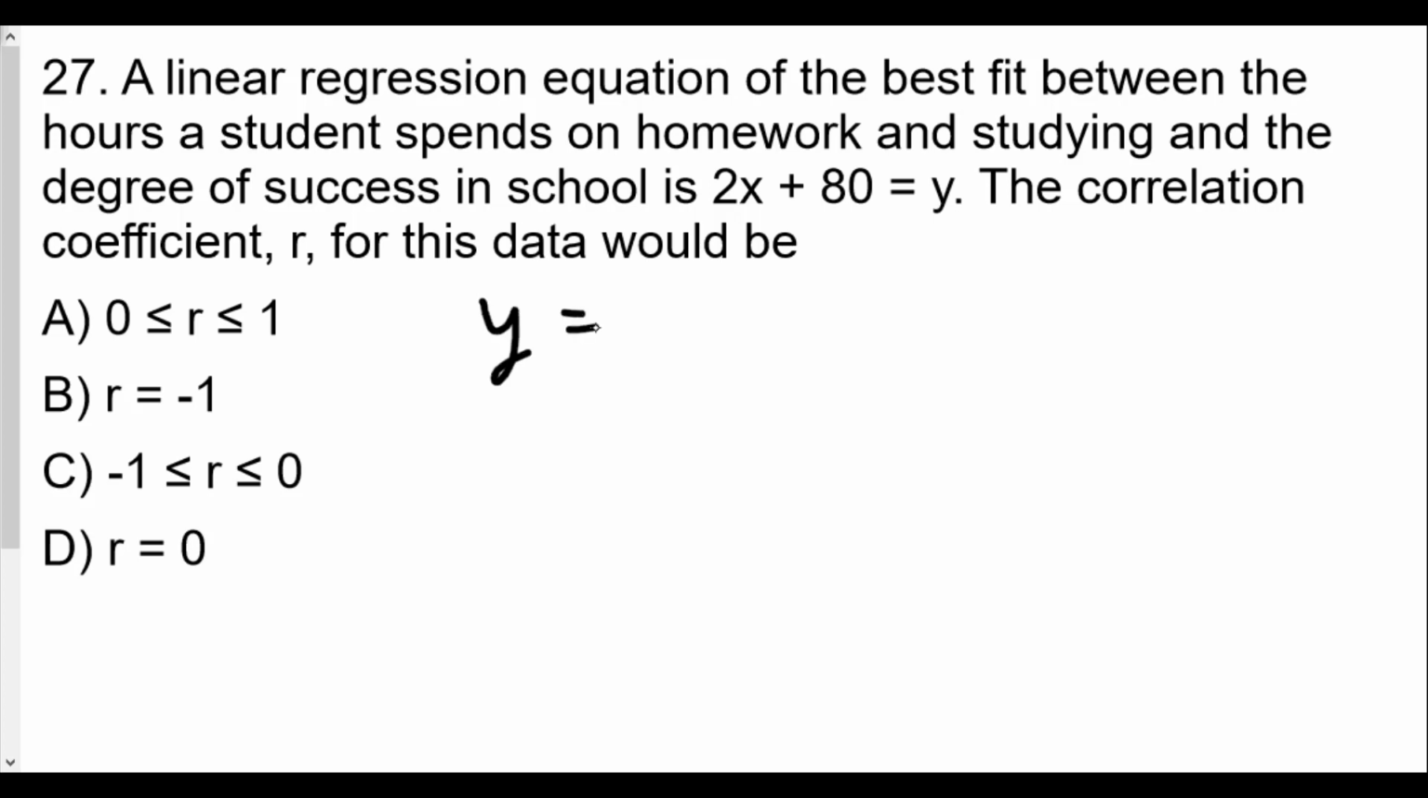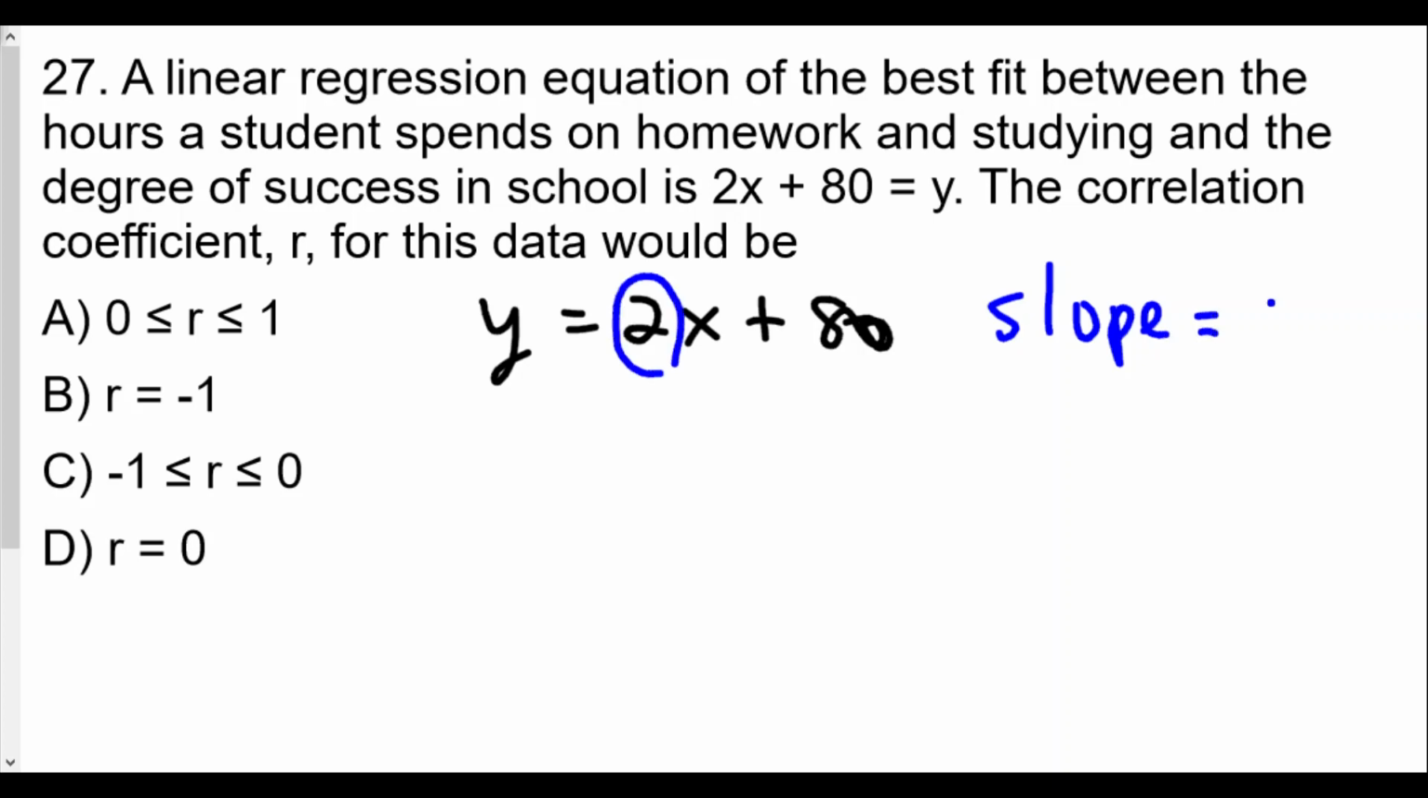Well, very important to keep in mind that we take a look at our equation here. I'll rewrite as y equals 2x plus 80, because that's what we normally see here. And we'll focus on the slope. Remember, the slope of the line is going to be the value multiplying x after we get y by itself. So our slope will be 2. More importantly, positive 2.